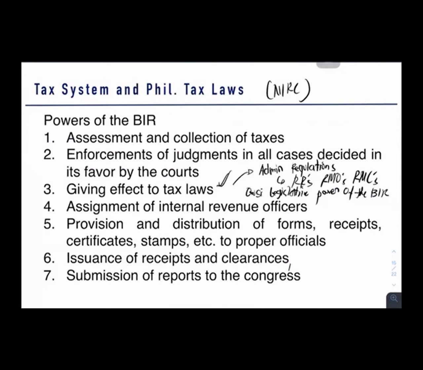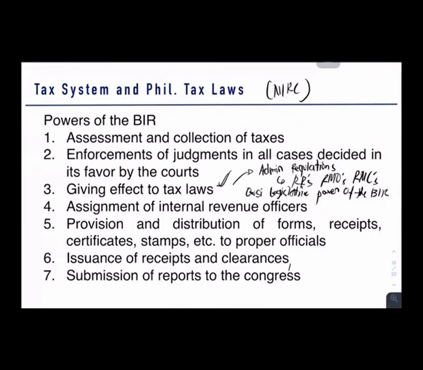Another, submission of reports to the Congress. So what are these reports? Normally reports by the BIR for the lawmaking power of the Congress. So the Congress will consider the report regarding the current tax situation in the Philippines. So with that report, the Congress can change a tax law, can amend a tax law so that it would make a more proper or good system of taxation. Okay, so those are the powers of the BIR, again, provided under the NIRC.